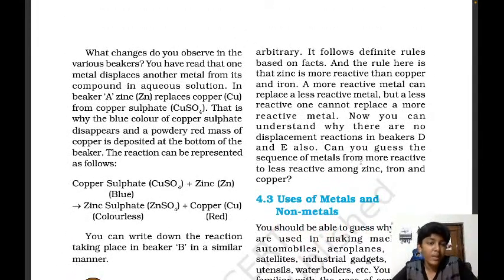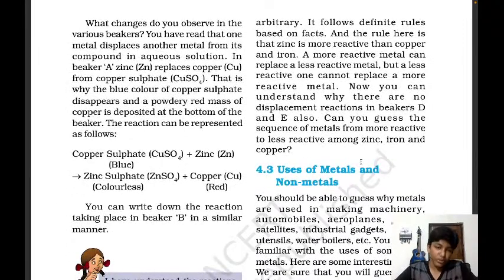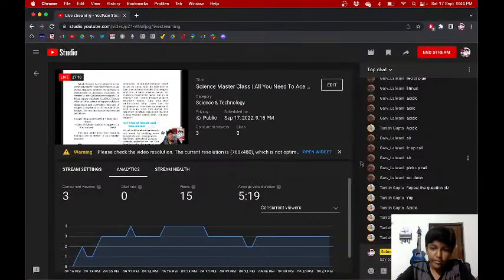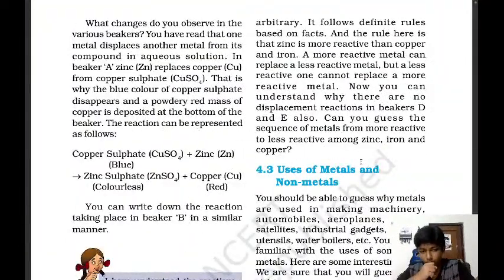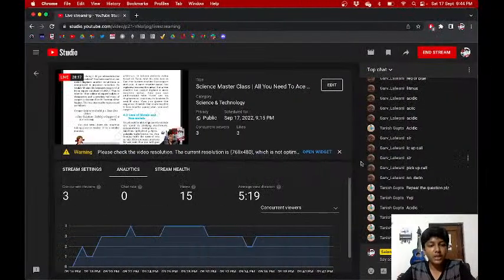You have read that one metal displaces another metal from its compound in aqueous solution. In beaker A, zinc replaces copper from copper sulfate solution. That is why the blue color of copper sulfate disappears and a powdery red mass of copper is deposited at the bottom of the beaker. The reaction can be represented as follows: CuSO4 plus zinc gives us zinc sulfate plus copper. And you should mention the color of something and whether it is colorless or not.